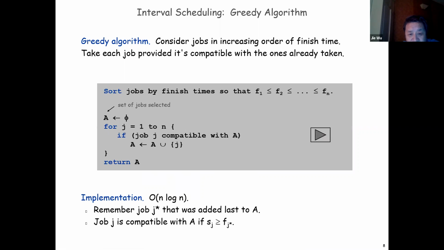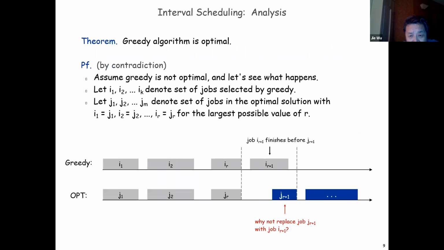The optimal solution is to use the earliest finishing time. This gives you more room to schedule the remaining jobs. The proof I'm not going to go through. In the book, I give you an interesting proof by contradiction.